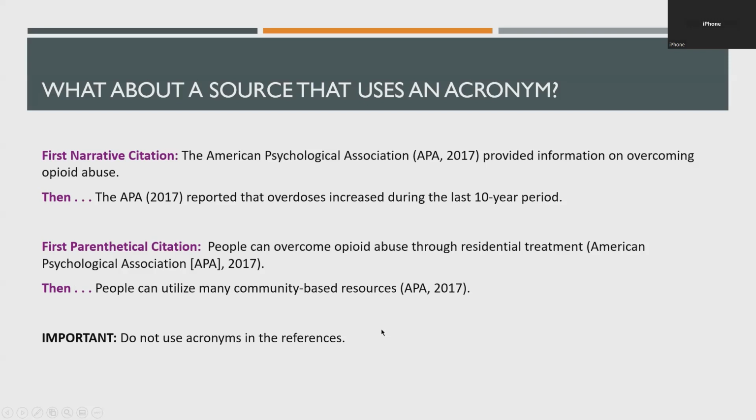Unless the acronym is in a title, so like, let's say I'm using a website titled New Breakthrough from the APA. Because that's the title of the source, I would write that exactly as they have it. But in general, you don't use acronyms in references. You would always spell out the whole organization's title.